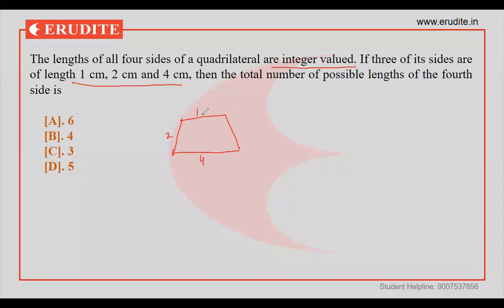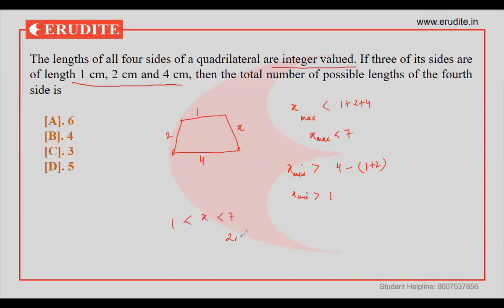Let's say 1, 2, 4, and this is the x I'm taking. So guys, a maximum value of x is possible. What is the maximum value? It should be less than the sum of the other 3 sides. This is a property. So x maximum value will be how much? Less than 7. And x minimum should be greater than the difference of the longest side minus the sum of the other two sides. So x minimum should be greater than 4 minus 3, which is 1. So x is varying from 1 to 7.